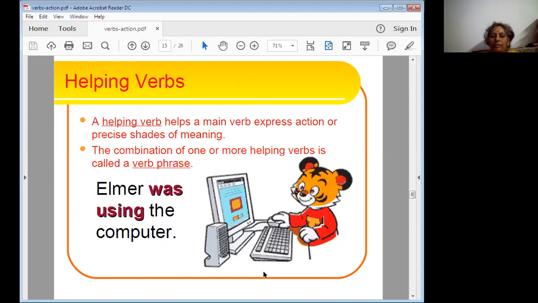Helping verbs. The helping verb helps the main verb, which expresses action or precise shades of meaning. The combination of one or more helping verbs with a main verb is called a verb phrase. You see the sentence? Elmer was using the computer. Was using is the verb phrase.